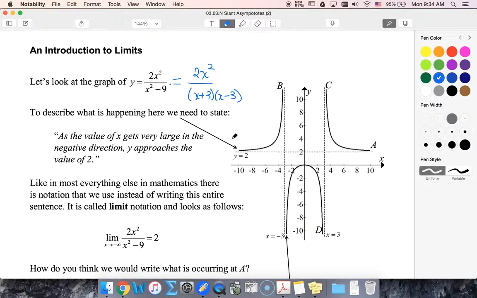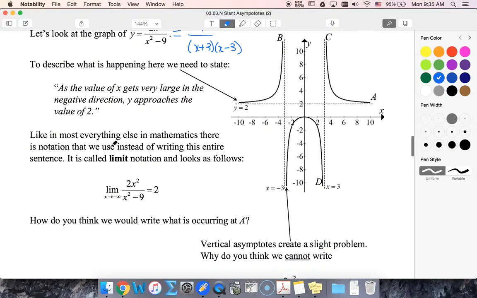Now when we look at this graph, we can describe it in words. As the value of x gets very large in the negative direction, so x is getting more and more negative, we can see that our y value is getting closer and closer to 2. Instead of saying as the value of x goes towards negative infinity, we can shrink that down by describing it as a limit. So we would say the limit as x goes to negative infinity. That's what this part means.